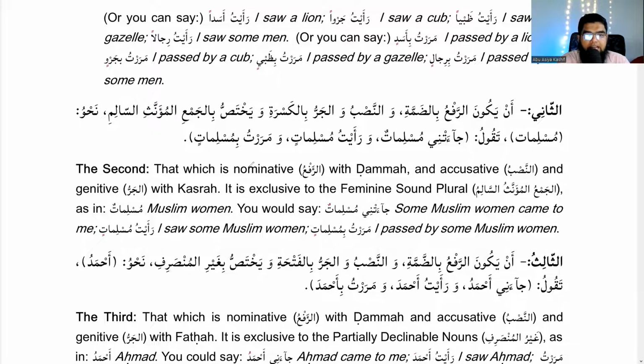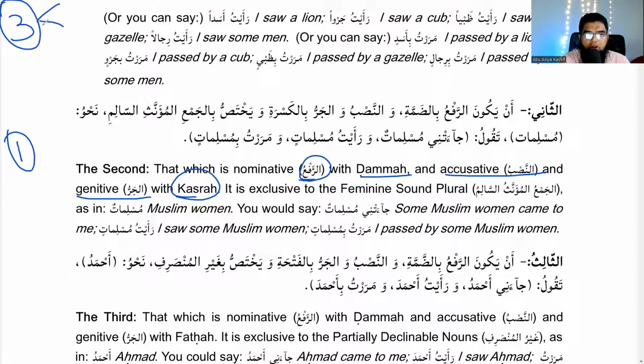Now these guys, that which is nominative with Dhammah. Okay, fine, Rafa is Dhamma. But accusative, Nasb and genitive, that is Jar with Kasra. So these feminine plurals will not take it. It is exclusive. So only in one type it will come. There we had three types, right? Sound, singular noun and all those. Three types. But here only one type. It is exclusive to feminine sound plural.